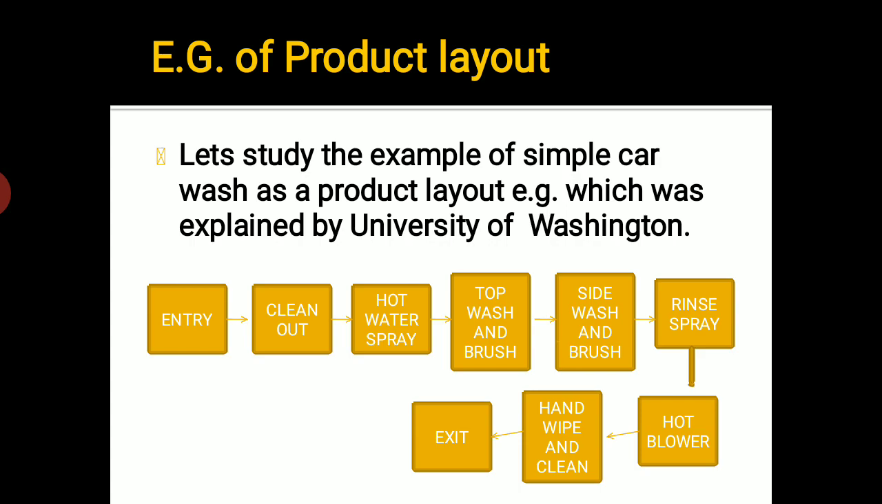Suppose the car enters. See, you check the series, right? You check the boxes that have been given. Each box means each type of machines and equipment and facilities being used for each type of work. Suppose the car enters. Next stage it goes for clean out. The other stage it goes for hot water spray.